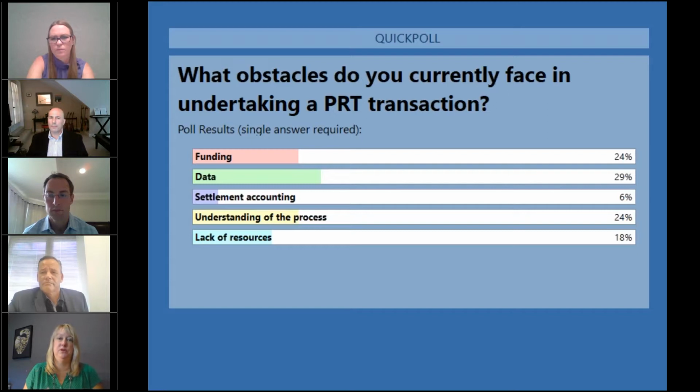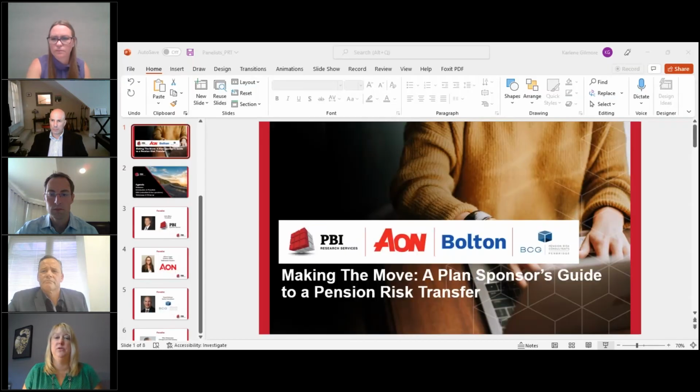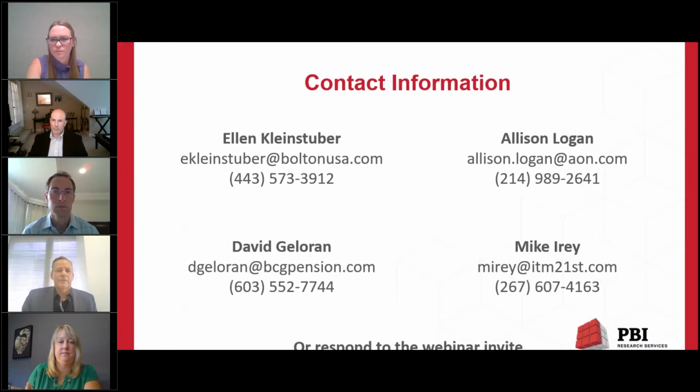And make sure that your team of advisors, as you assemble them, are ones that are going to work well together. They're not going to step on each other's toes. They're also not going to drop balls for you. Great. David, thoughts? I would echo something that Ellen said, which is hiring and engaging the right team.